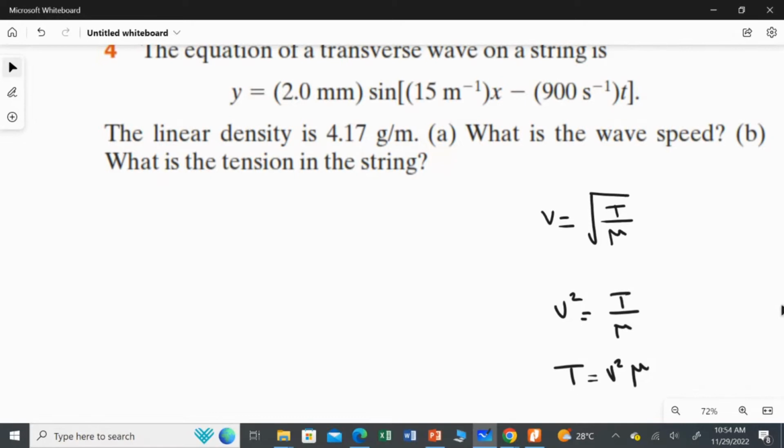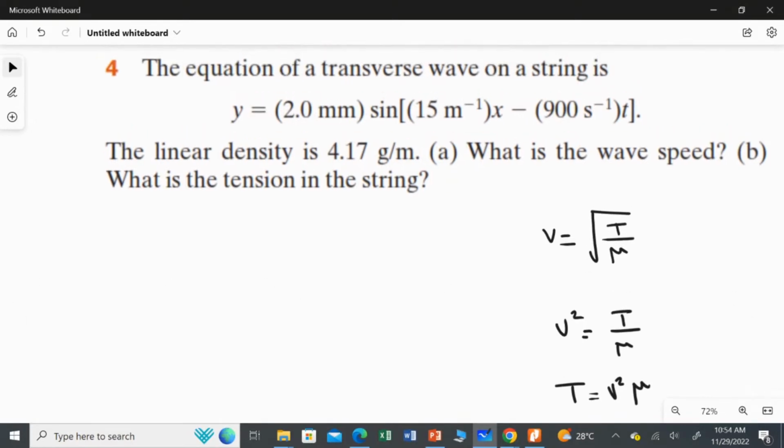The linear density value is given here: mu equal to 4.17 gram per meter. If you convert it to kilogram per meter, you have to multiply by 10 to the power of minus 3. So it becomes 4.17 multiplied by 10 to the power minus 3 kilogram per meter.